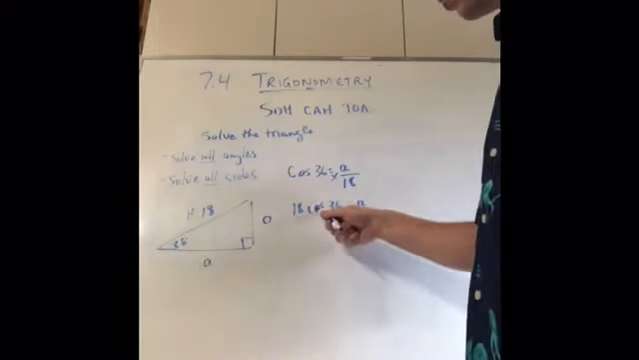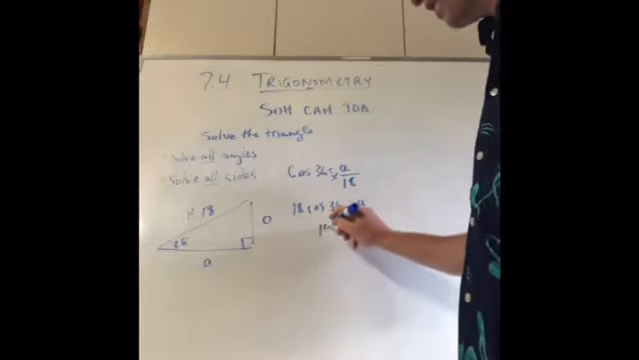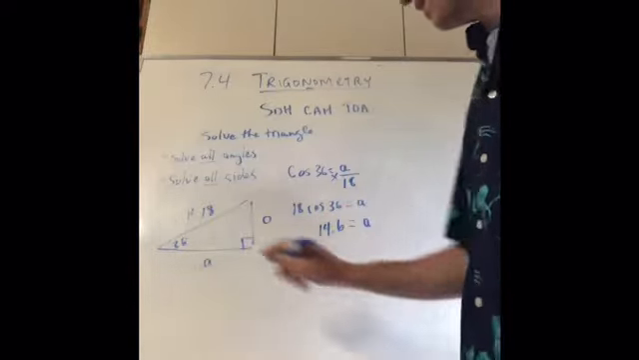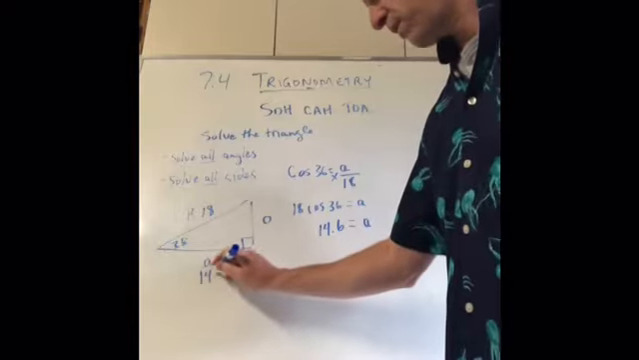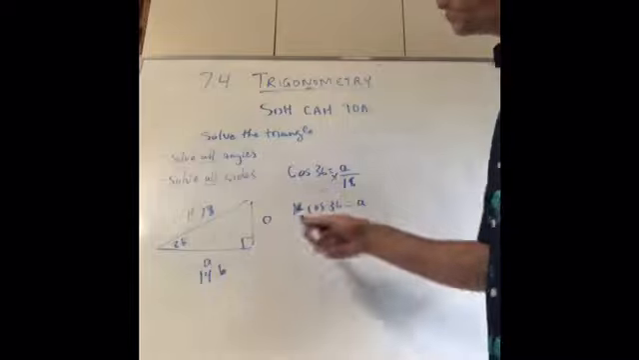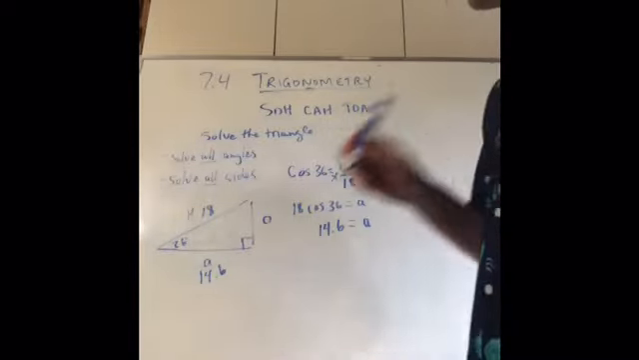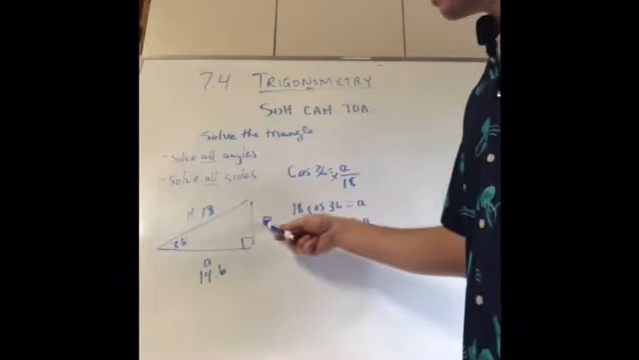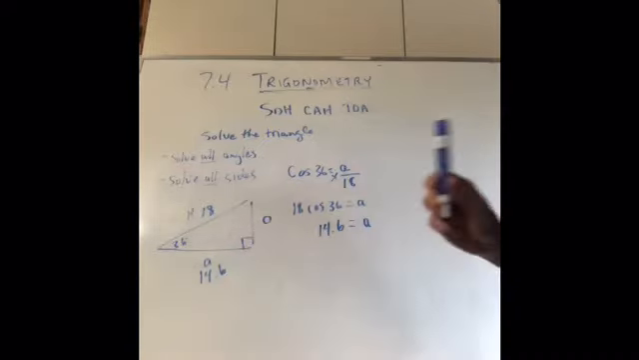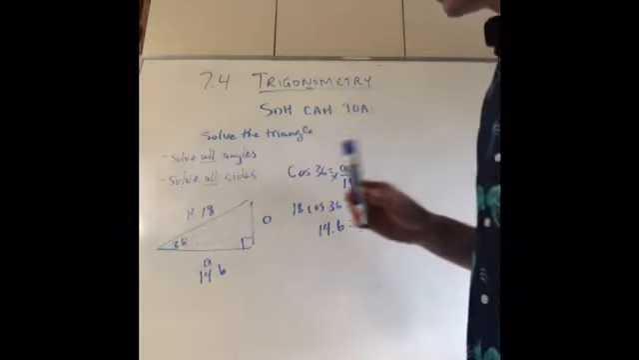And so when we do cosine 36 in our calculator, and then times that by 18, we get 14.6. So we know side A is 14.6. We need to find the opposite side here. And in this case, we can use adjacent and opposite, which is tangent. We used that yesterday, so let's use a different one today.